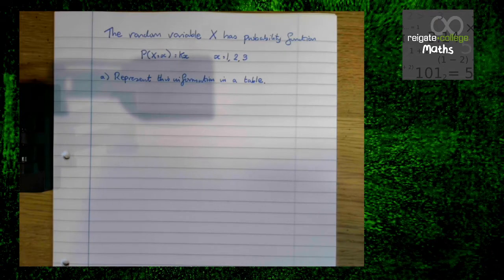So for this second example, we are given the probability function, but it's got an unknown in it. We can see the probability function is proportional to the number of successes, or the value of little x, because it's got the k in. Now, part A, we want to take this function and display this information as a table.